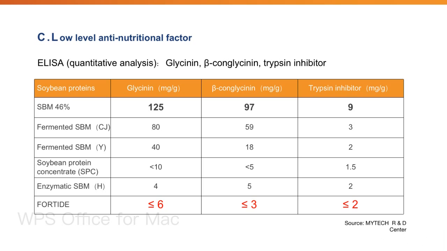From the data in the table, it can be seen that the elimination rate of the antigen protein of Fortide is over 95%, which is much higher than other plant proteins. This indicates that our product Fortide effectively handles ANF in raw materials without causing bad effects on the intestinal physical barriers.